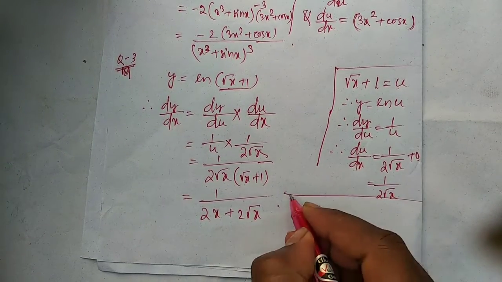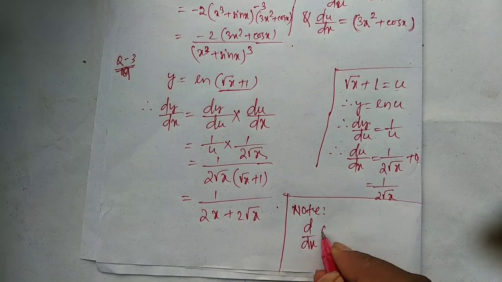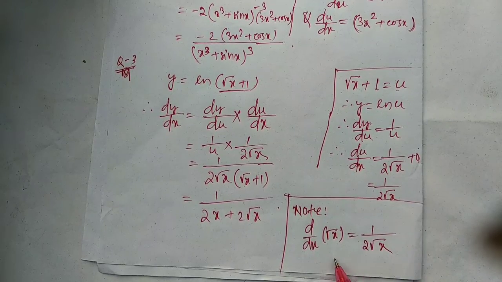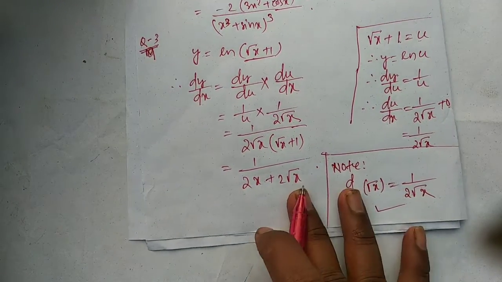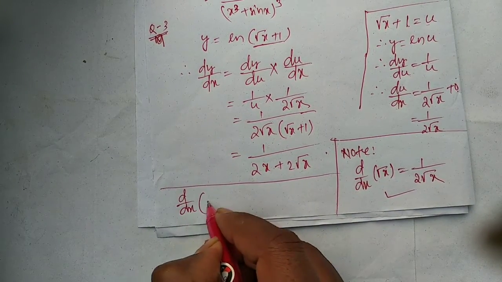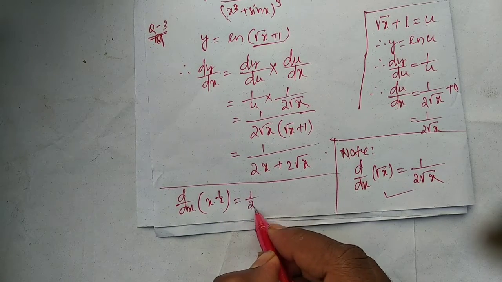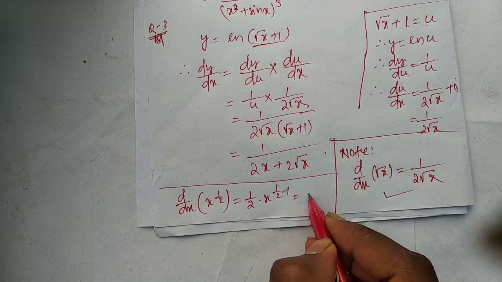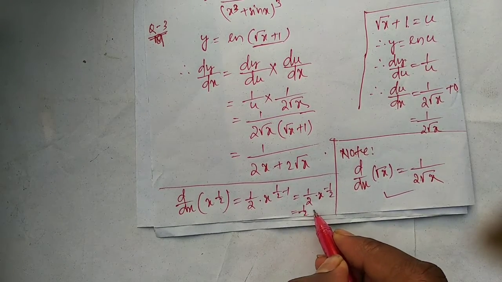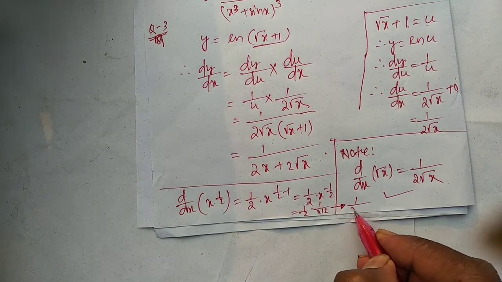Everyone make one note. The derivative of root x is equal to 1 by 2 root x. This one will be used maximum times. How it is becoming, I am explaining here. So root x can be written as x to the power half. So put the x to the power n formula, n into x to the power n minus 1. So this is equal to half into x to the power minus half. So half into 1 by x to the power half. So this can be written as 1 by 2 root x.